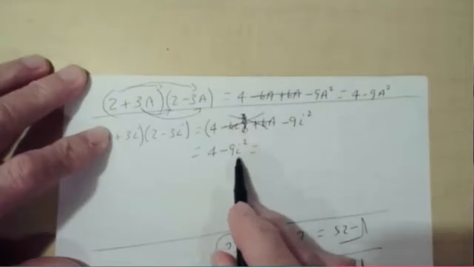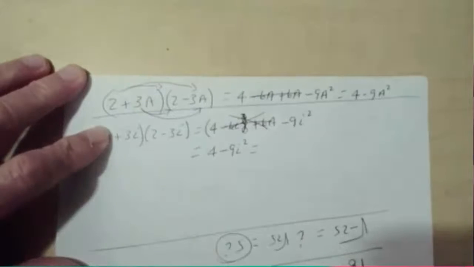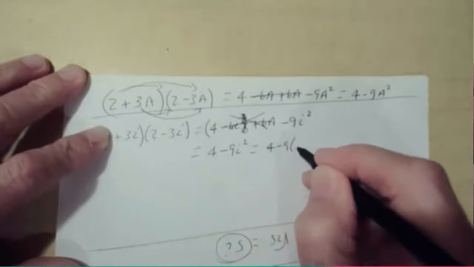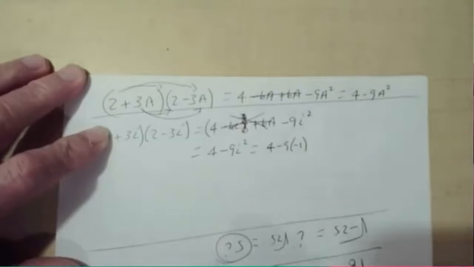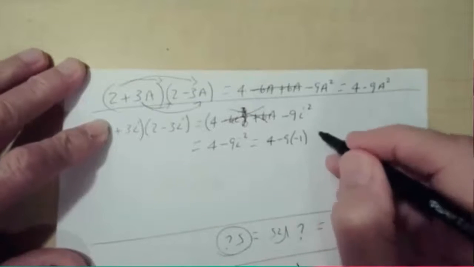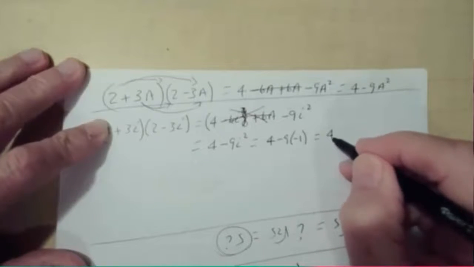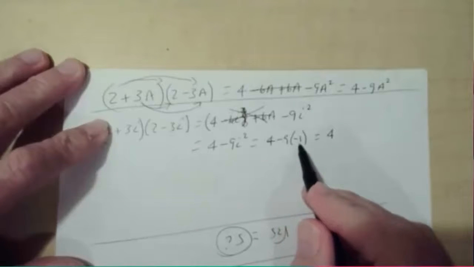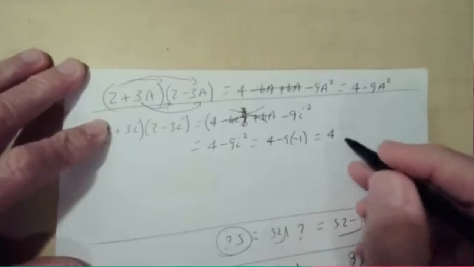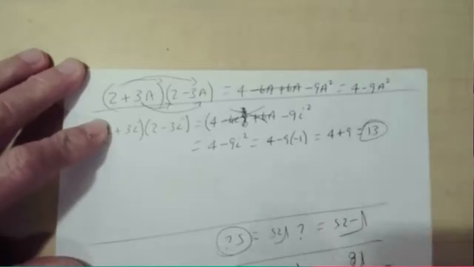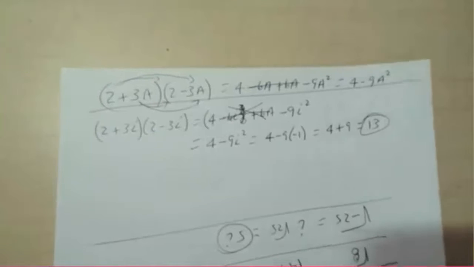Now we know the value of i squared is negative 1. So we have 4 minus 9 times negative 1, right? i squared, negative 1. So this equals 4. Now we have minus 9 times negative 1 is a positive 9. So our answer is 13. Right?